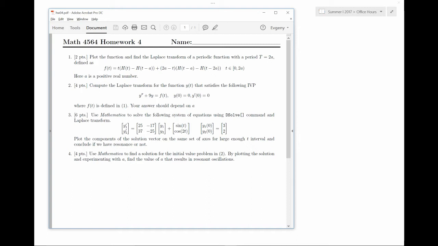Although quite a few of you made some mistakes in problem 3, there's nothing new I can add to it. I discussed it in lectures in detail, so I would refer you to the lectures for the method of solving this with both the dsolve command and the Laplace transform.